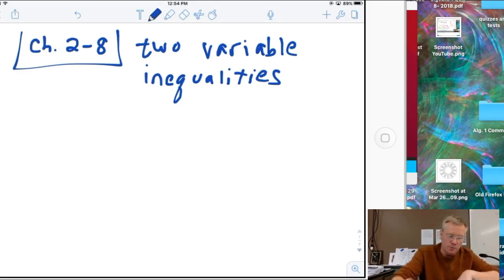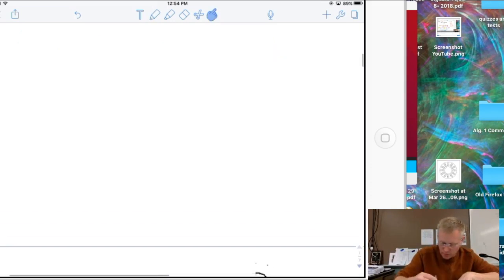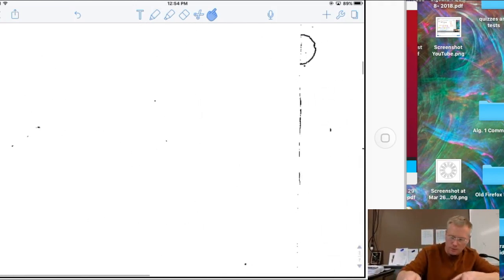2-8 for Algebra 2, two variable inequalities. So let me get down. I'm going to need some graph paper for this. I'm going to scroll down for a moment here. And this is the first one I'm going to do. I'm going to write down a couple of rules for this too.